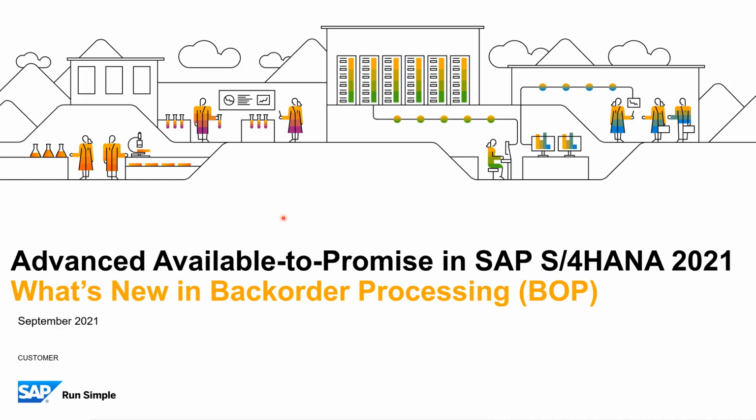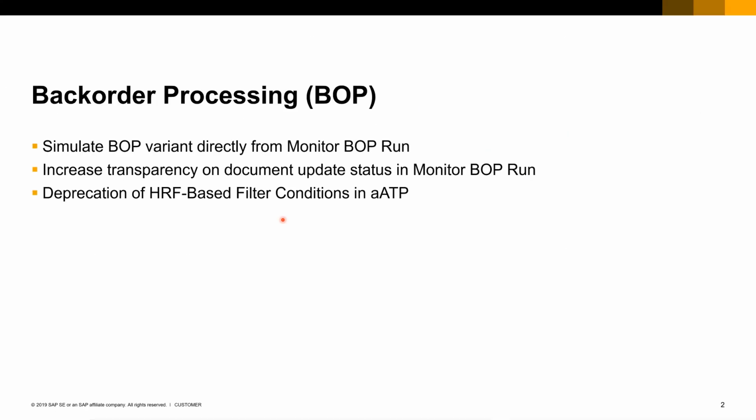Okay, the next topic, as I said, is backorder processing. Backorder processing has been there already for many years, and therefore we did not introduce brand new or groundbreaking features. These are expected to come somewhere in the future when we tackle the fair share issue, but this year we have done more or less round-offs. So these are the three topics.